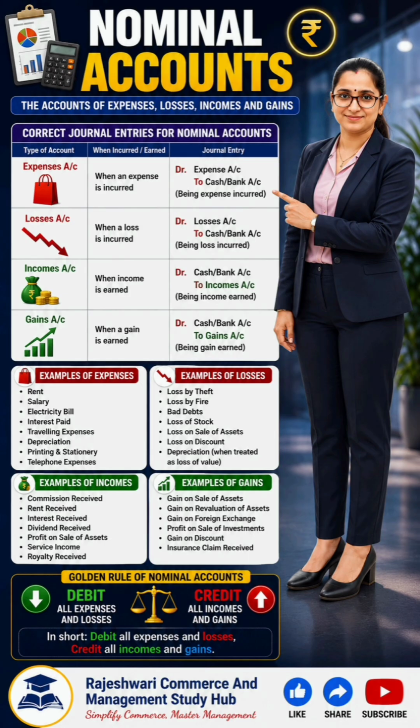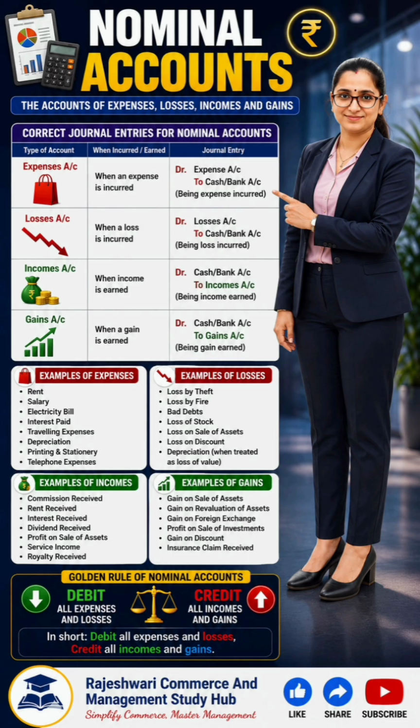And bank is a personal account. What is the rule of personal account? Debit the receiver, credit the giver. Through bank you are giving. So bank account is credited. The concerned expense account should be debited and cash or bank account should be credited. In case of losses, the same rule applies. For losses also, the concerned loss will be debited, and cash or bank will be credited.